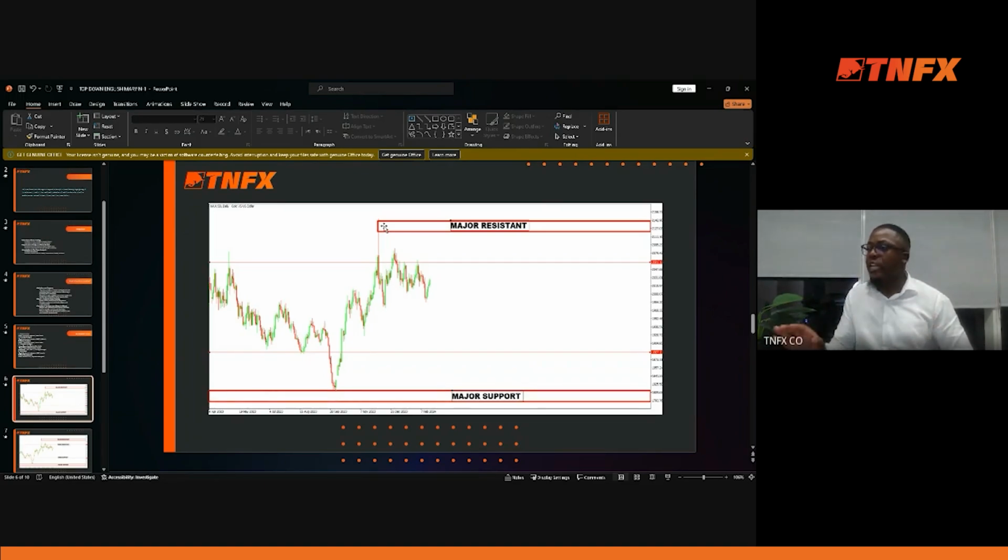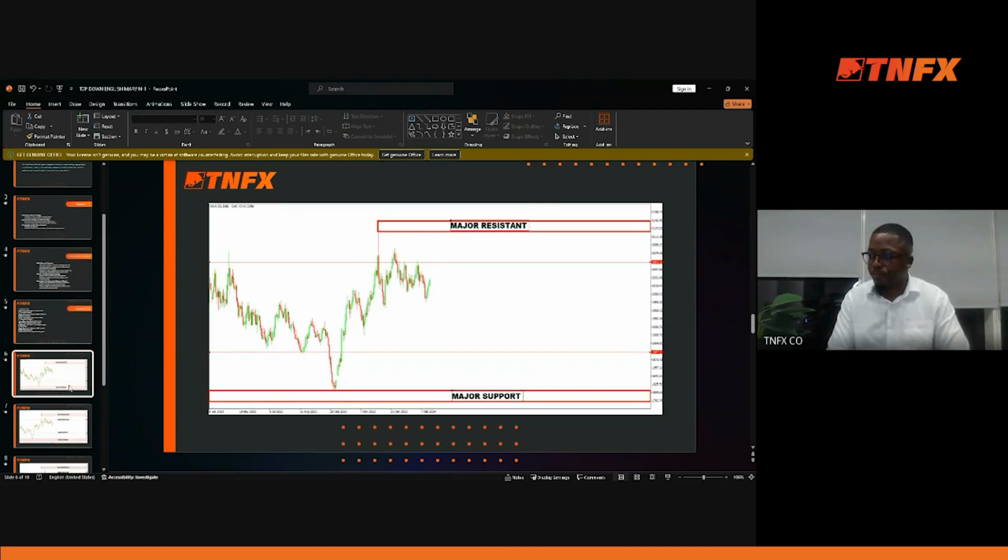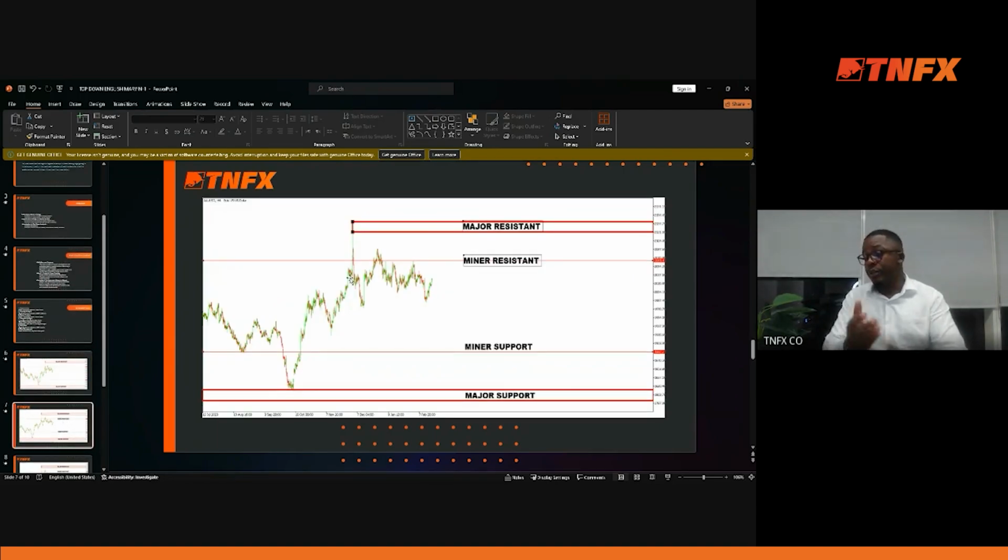So you know that you've got the major resistance zone and the major support zone. You mark that on a higher time frame, then you move down to your lower time frame, where you will be able to see your minor resistance zones and your minor support zones. You need to follow the steps nicely as you do your top-down analysis until you understand that the market is either bullish or bearish.